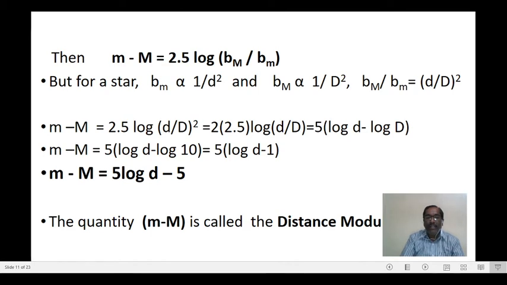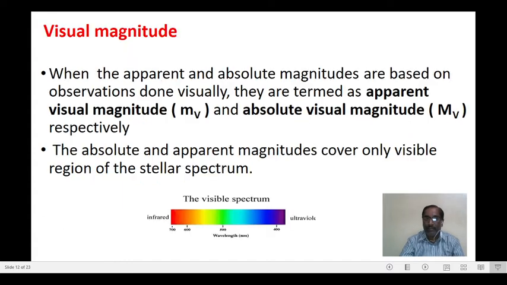The quantity small m minus capital M, that is apparent magnitude minus absolute magnitude, is called the distance modulus. By knowing the distance modulus, we can calculate the distance of the star in parsec.